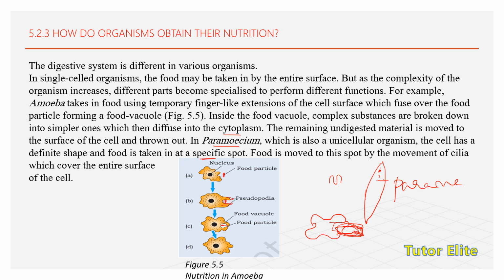For example, this is the food spot, and food is taken only here. It is not using its complete body like amoeba. The food is moved to this spot by the movement of cilia. Cilia are small hair-like structures which, when you see the paramecium picture, you will see cover the entire surface of the cell. So this was nutrition in the amoeba.